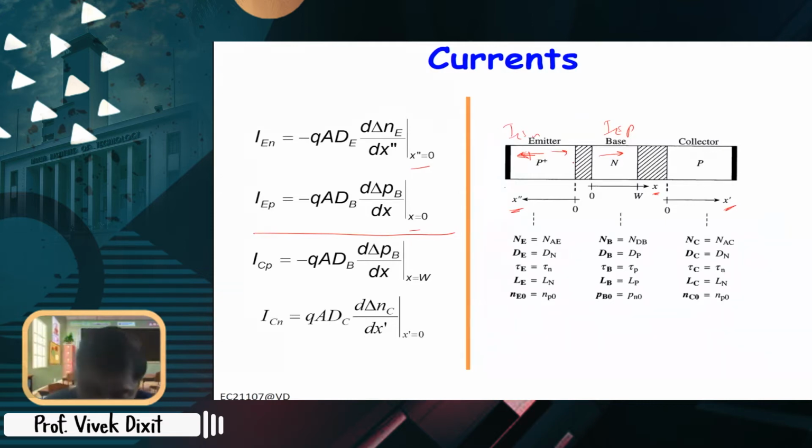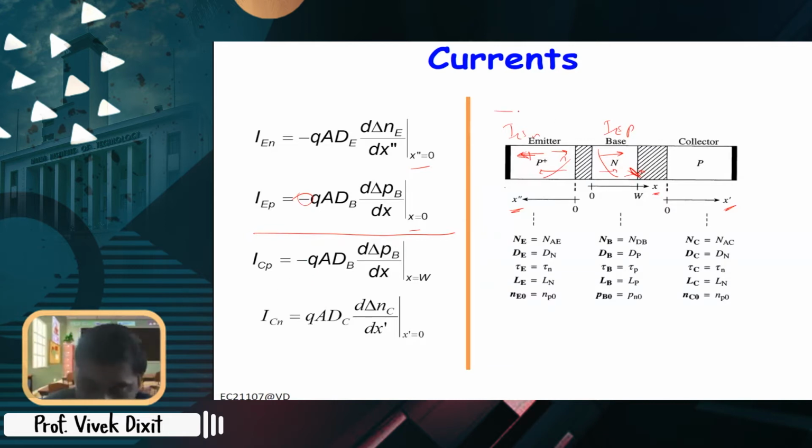And I_EN, because this is a slope, will be the negative of the slope, right? Because these are electrons. For holes, this is the slope, so this should be positive actually, q A D dp by dx, right? It's positive. I think it should be positive. Please check. And here also I_CP will be the slope at this junction, right? At this end basically. So that should also be.